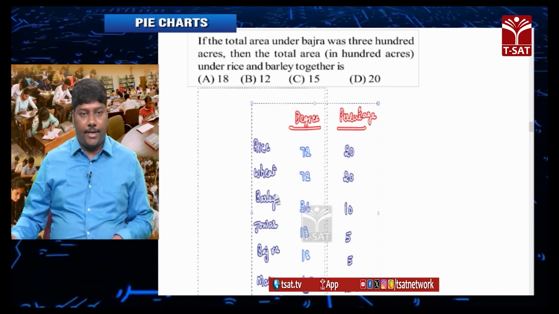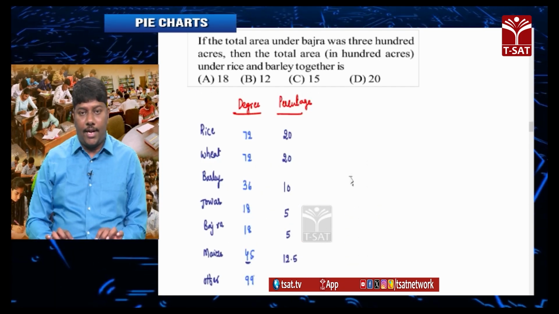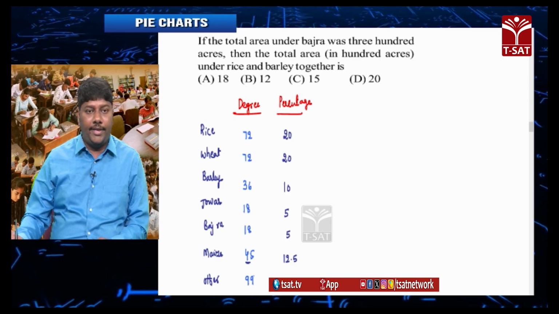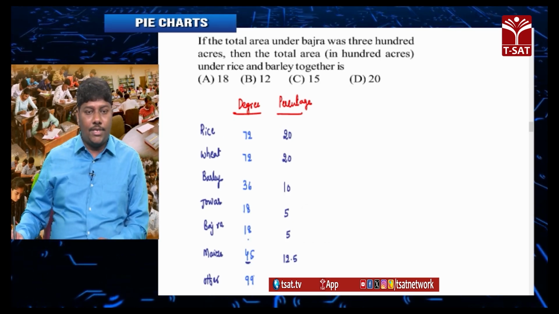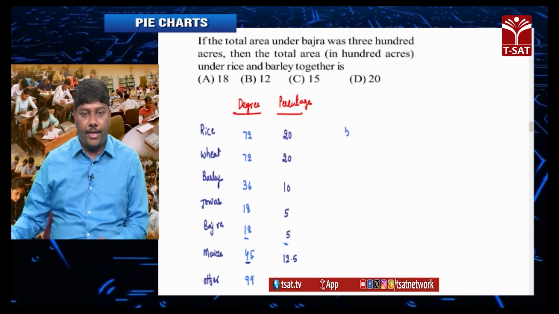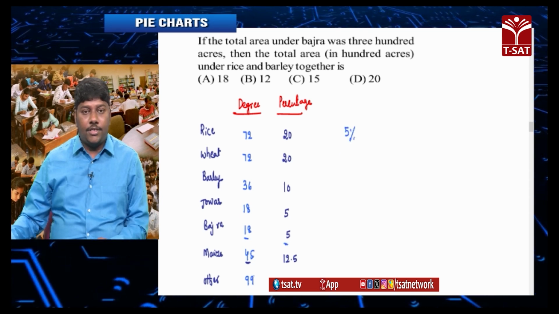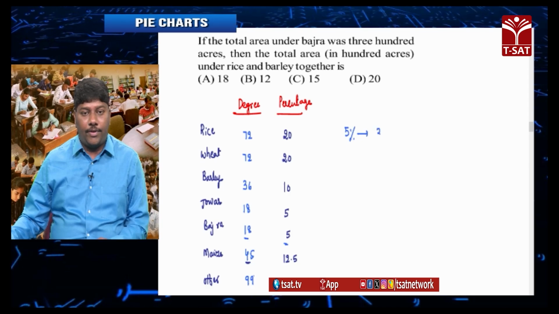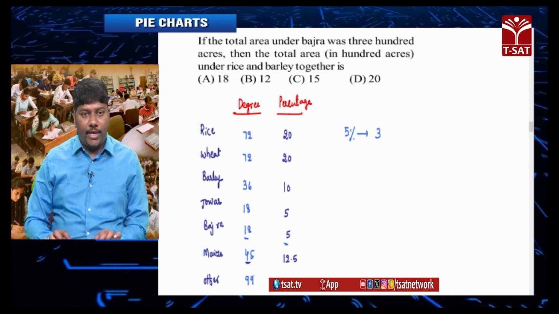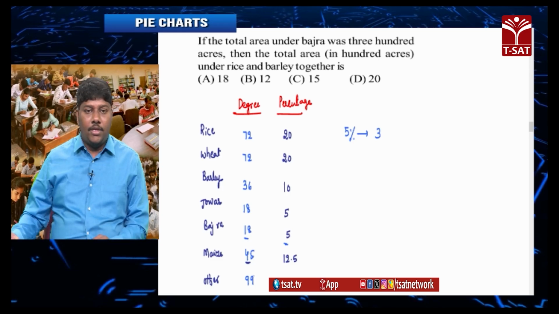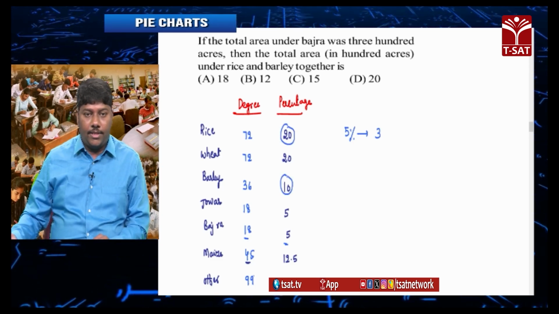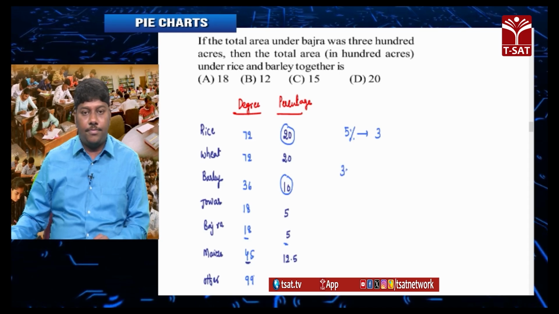Let me have the data here with me. So, he says under bajra was 300. Let it be in terms of 100, so only write 3. So, under bajra it was actually 18 degrees, or else you can say 5%. In terms of percent, 5% is only 300. In terms of 100, therefore only take 3, don't take 100. Then the total area under rice and barley. So, rice was how much? 20%. Barley was 10%. Therefore, 30% is how much?